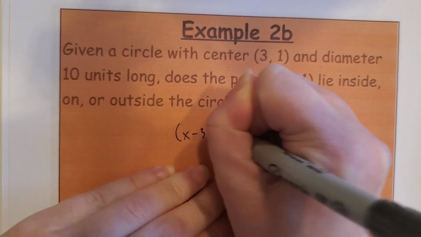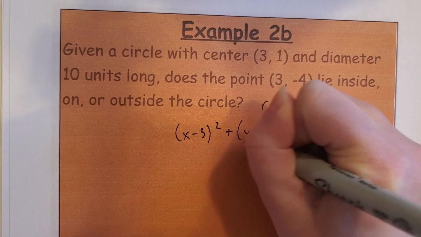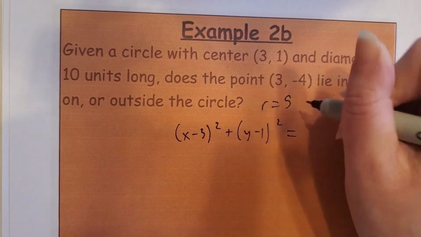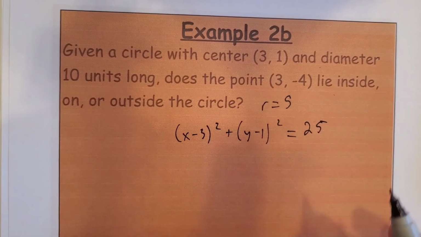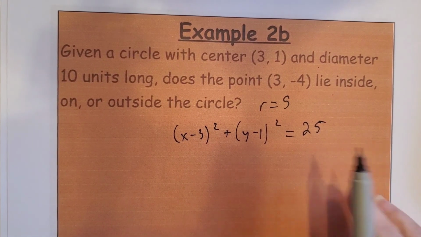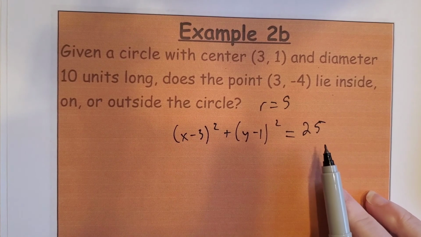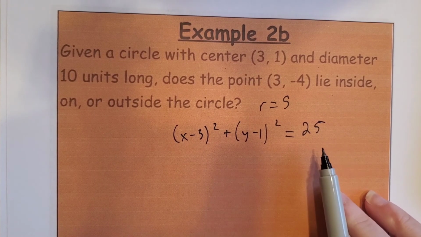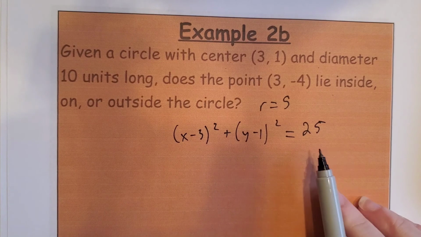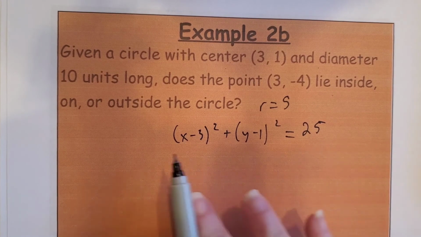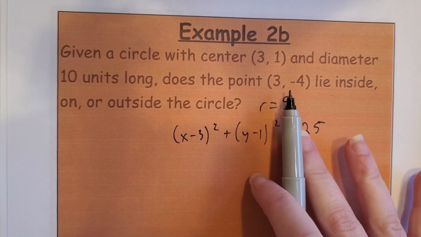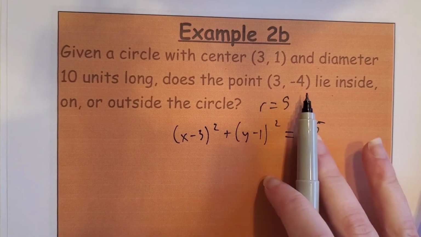x minus 3 squared plus y minus 1 squared is equal to r squared. So 5 squared is 25. And you do have to make sure to fully simplify that. There were a bunch of people who would leave something like that as 5 squared on the Google form yesterday. Please, please, please simplify 5 squared to be 25. All right, so that's our standard form, and then we can actually figure out the answer to the question by plugging this point in.